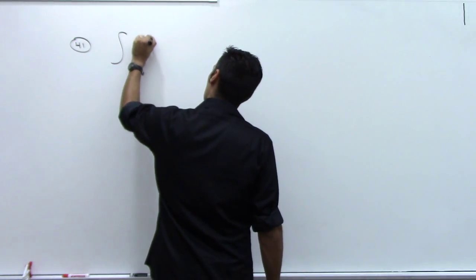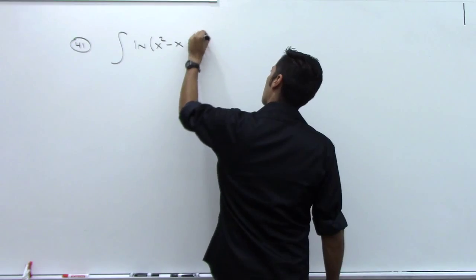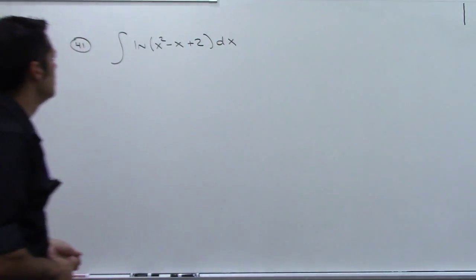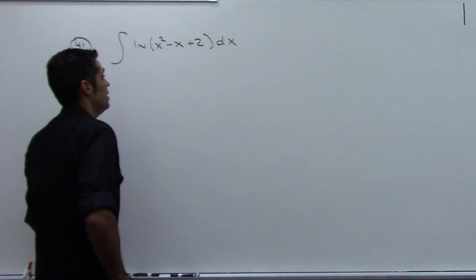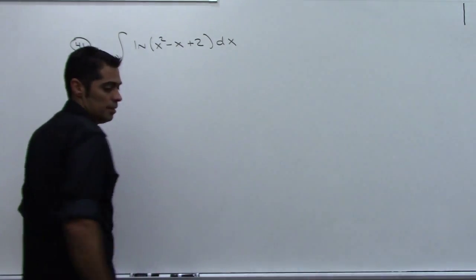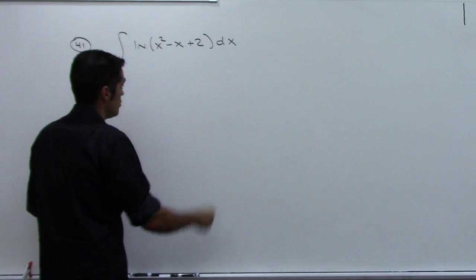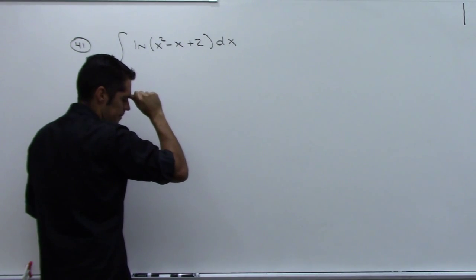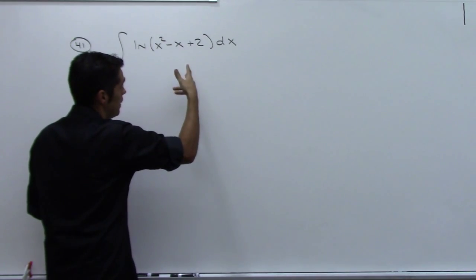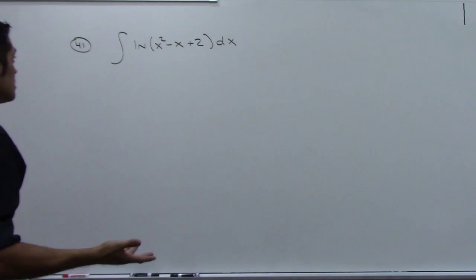Integral of natural log of x squared minus x plus 2. So I haven't seen anything like this before. Well, we actually have, but it was a while ago. And you're trying to figure out, is there a basic substitution? No. Is it partial fractions, a rational function? No. No trig substitution. Integration by parts, possibly.